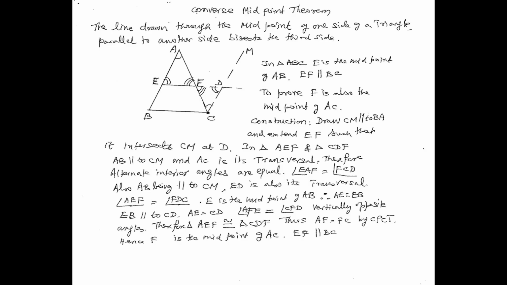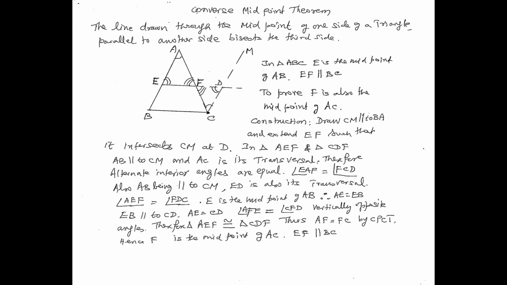Now the next slide deals with the converse midpoint theorem. The line drawn through the midpoint of one side of a triangle parallel to another side bisects the third side. In triangle ABC, which you see, E is the midpoint of AB, EF is parallel to BC. To prove F is also the midpoint of AC. By construction, draw CM parallel to BA and extend EF such that it intersects CM at D.